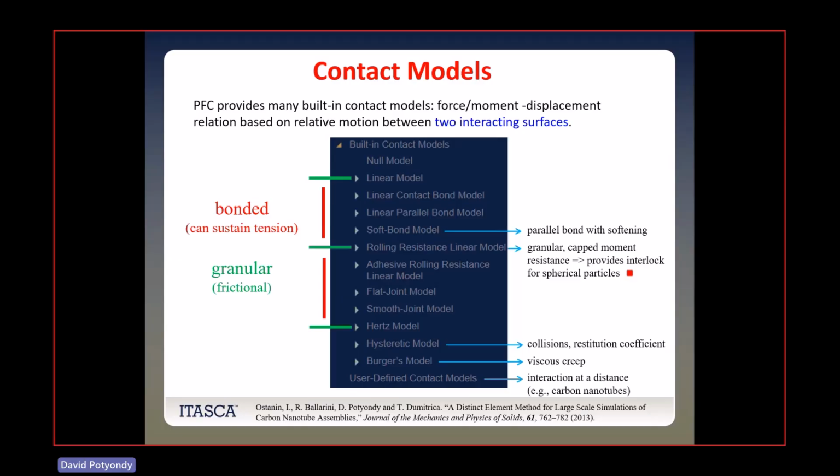There's a lot of work that this professor, Dimitrios, has done since that time with a number of grad students, where they use PFC 3D to simulate the interaction of these carbon nanotubes. It's a good, interesting example of the idea that any system that can be described by particles that interact with one another could be modeled with this type of approach.